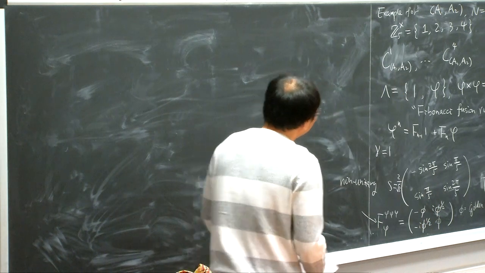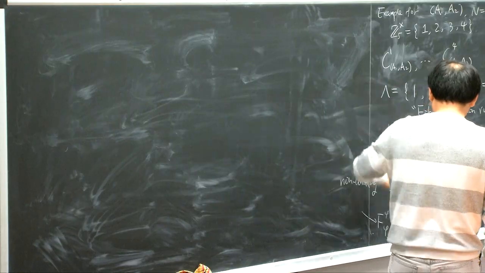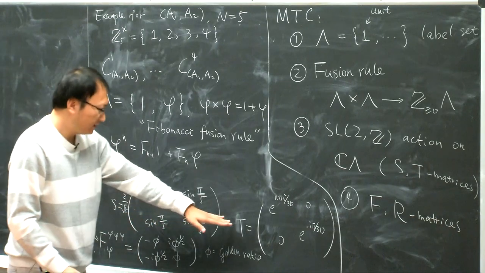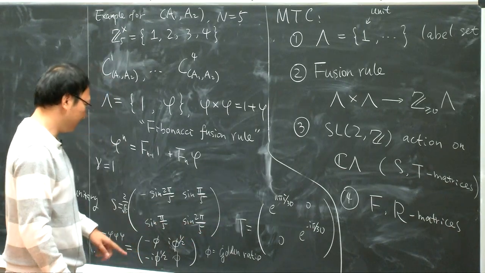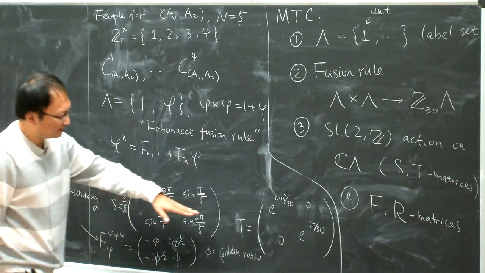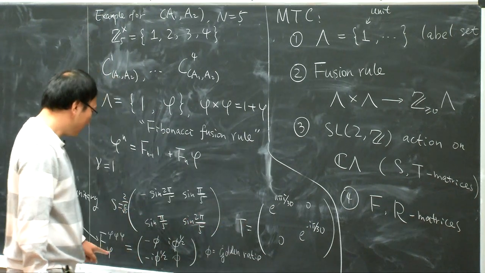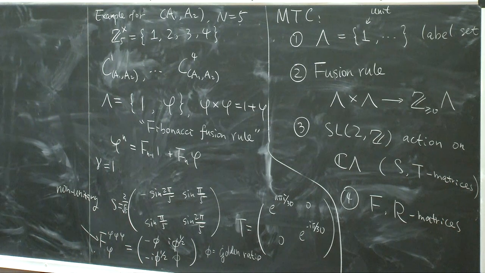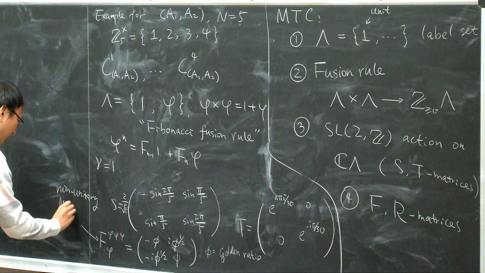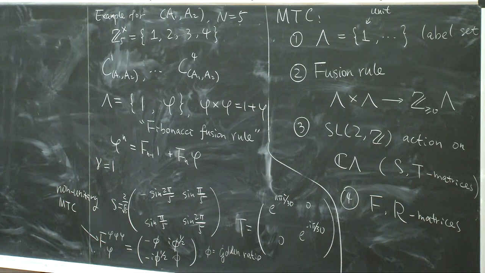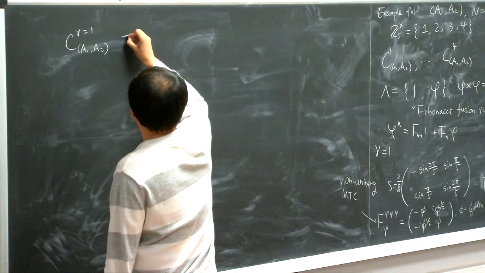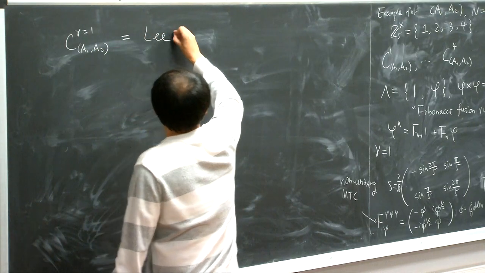In fact, for this category, it's not possible to make all of the S, T, F, R matrices unitary. Here, in this basis, S and T matrices are unitary, but this particular F matrix is not unitary. Therefore, we're actually having a non-unitary MTC. So this particular MTC has a name. It's sometimes referred to as the Lee-Yang MTC.